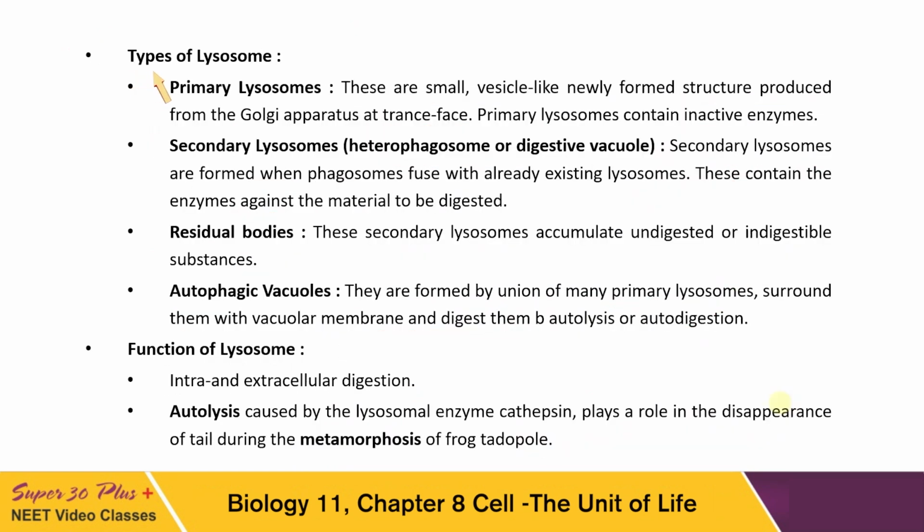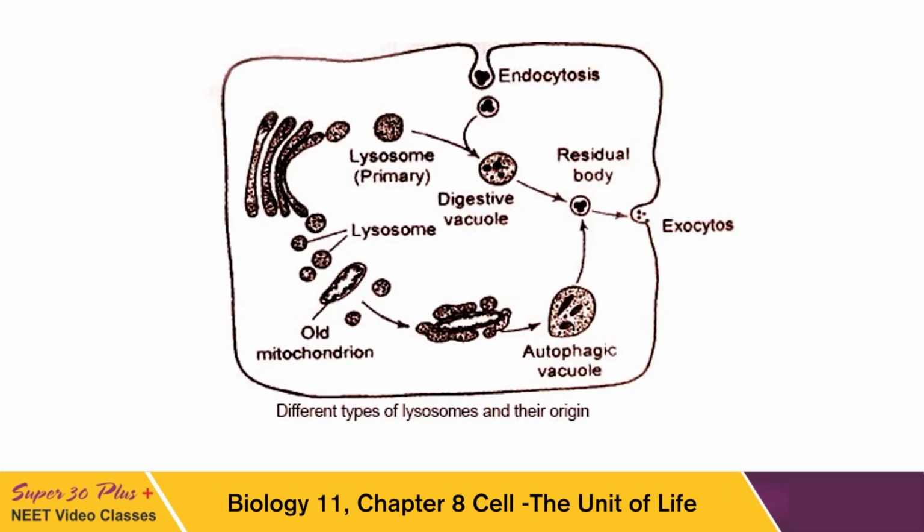Now come to the types of lysosome. Before, we discussed this; you can see a beautiful diagram of it. There are 4 types of lysosome. This one is the Golgi body, right? As I told you, from Golgi bodies the lysosome will be pinched off. These vesicles are cut off from the Golgi, and this is known as the primary lysosome.